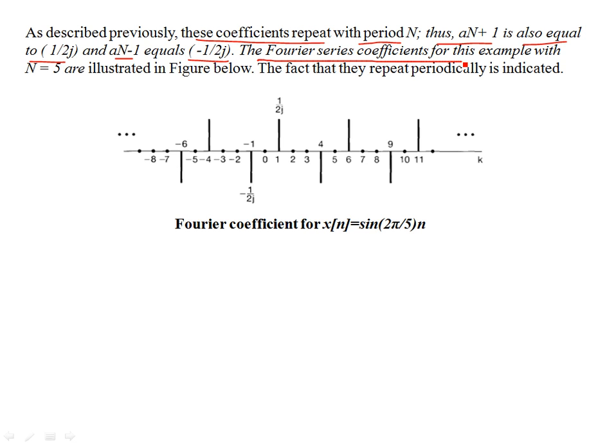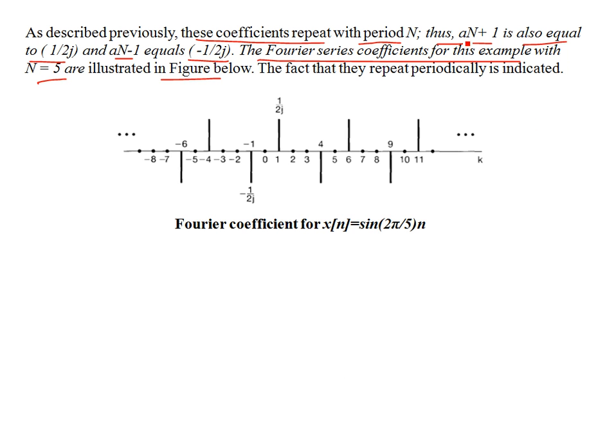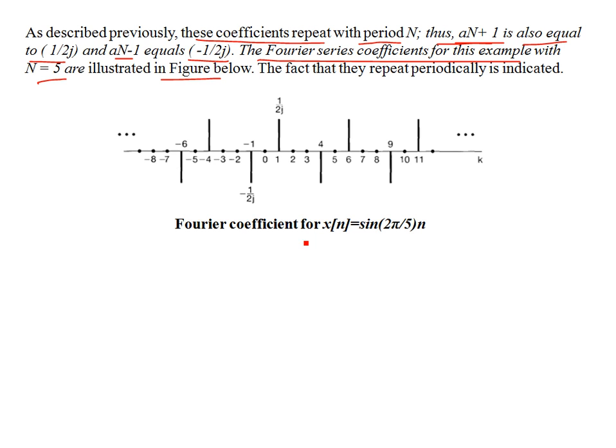The Fourier series coefficients for this example with N equal to 5 are illustrated in the figure below. What it means is that a_1 is the same as a_{N+1}, and similarly for N minus 1. If you go beyond N, this is the same as a_{N-1}. So we are going to limit our range to capital N harmonics. The fact that they repeat periodically is indicated in this figure. You see this is a_1, this is a_{-1}, with values 1 over 2j and minus 1 over 2j. We are considering a sequence with N equal to 5, so at 5 the same thing repeats.